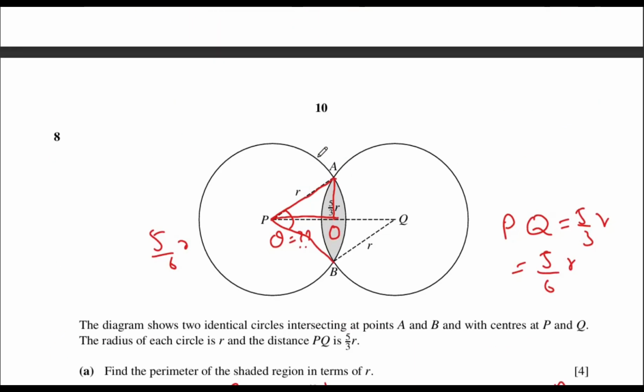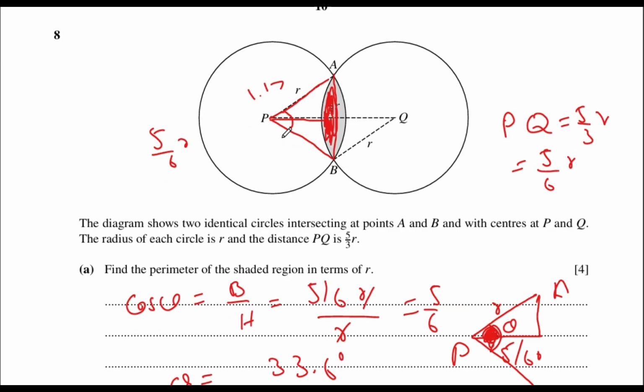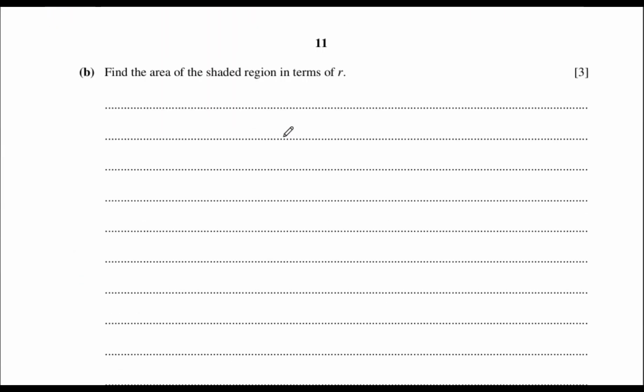Find the area of the shaded region in terms of r. Okay, so we have to find out the shaded area. If we understand the diagram, we will see that this is a complete sector. So if we know this side's area, we can multiply it by 2 to get the other side's area, and after adding these two, we will have the complete shaded area. Here the angle is already calculated. It was 1.117 radian. So now we use that angle 1.117 to calculate the area.